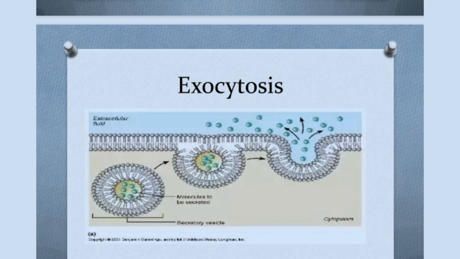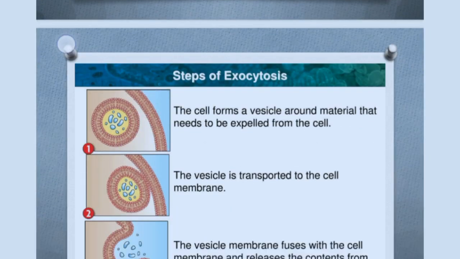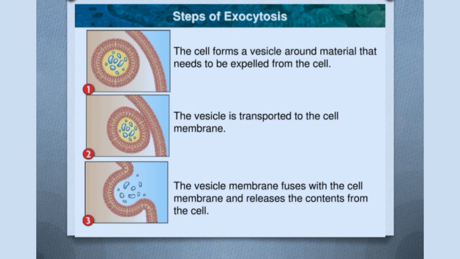This diagram shows the process of exocytosis. See the steps of exocytosis. First step is the cell forms a vesicle or sac-like structure around material that needs to be expelled or removed from the cell. Second step is the vesicle is transported to the cell membrane, and the third step is the vesicle membrane fuses with the cell membrane and releases the contents from the cell. So in this way the cells get rid of their waste.